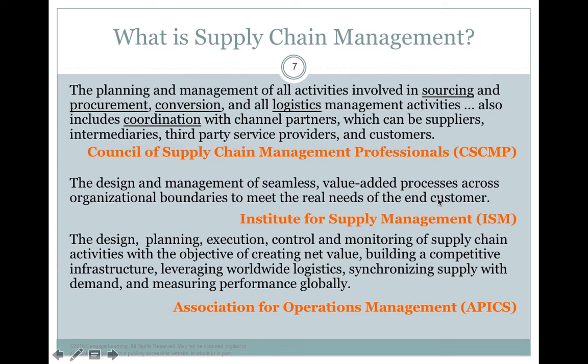Okay, so what's the definition of supply chain management? CSCMP defines supply chain management as the coordination and integration of all supply chain elements, including sourcing, procurement, conversion, and logistics. Right? That's very similar to what we said earlier. So how to coordinate the supply chain partners to conduct sourcing, operations, and logistics. Okay, so for ISM and APICS, you can read the slide. I don't need to read it for you.